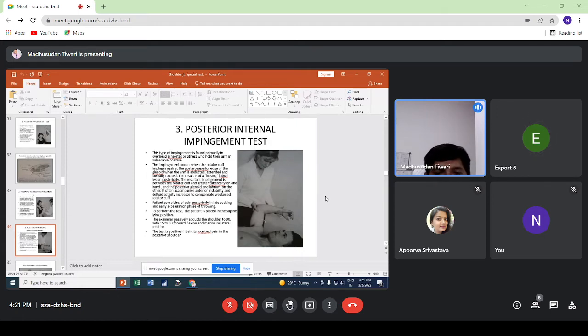The result is a kissing labral lesion posteriorly. The impingement is between the rotator cuff and the greater tuberosity on one hand, and the posterior glenoid and the labrum on the other hand. It often accompanies anterior instability, and the deltoid activity increases to compensate for the weakened rotator cuff.